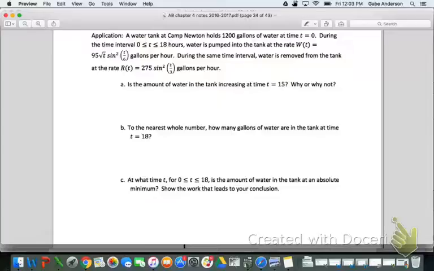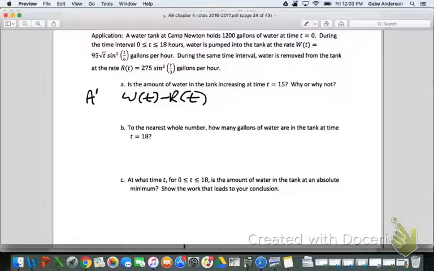The classic rate in versus rate out situation, where you've got a rate that's causing the water tank to fill up, and another rate that's causing the water tank to empty, R of t and W of t. Let's remind ourselves a little bit about what we did yesterday. If I remember correctly, with A, we said that the net rate was W of t minus R of t. And did we say that that equaled A prime? Yes. Okay.